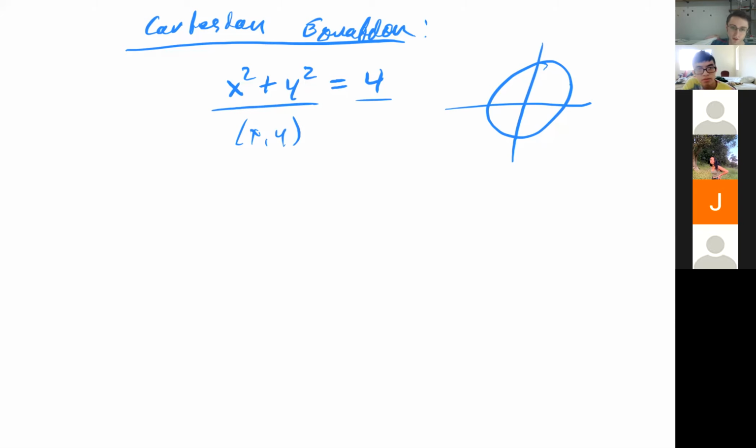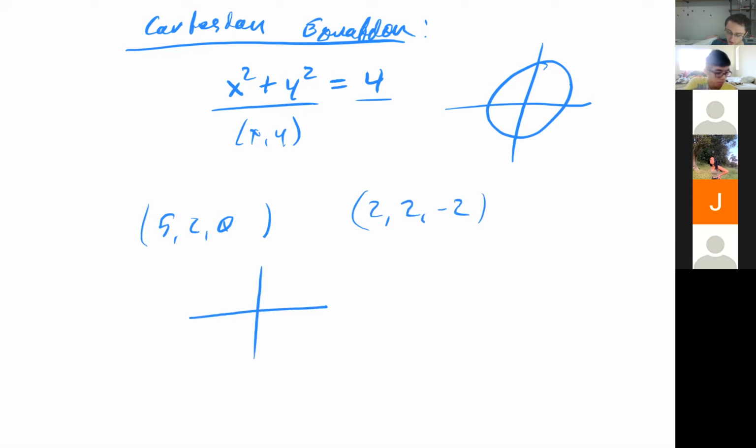All right, so first let's find the Cartesian equation for the sphere centered at (5, 2, 0) and passing through (2, 2, -2). So the first thing we have to do is figure out how big the sphere is, okay? We have a point at the center, and it's not the center of the axes, sorry, bad drawing. Say the center is somewhere up here, and (2, 2, -2) is somewhere down here. And so this allows us to ascertain the size of the radius.